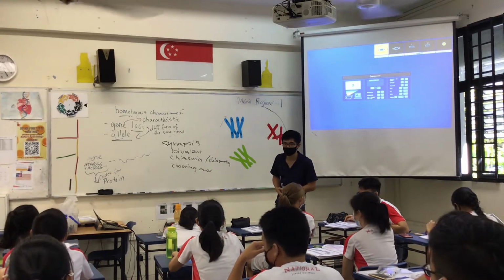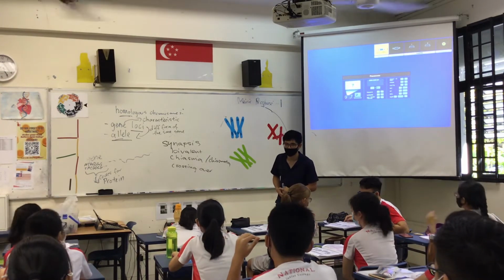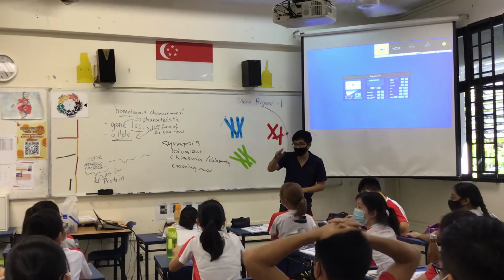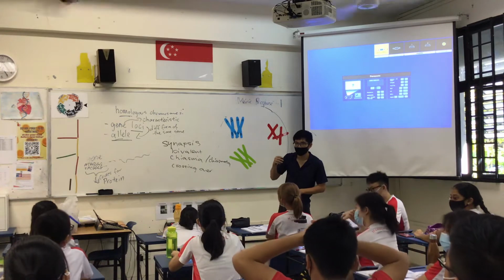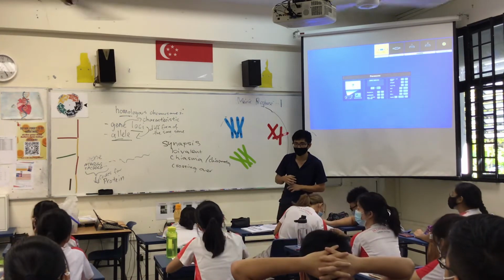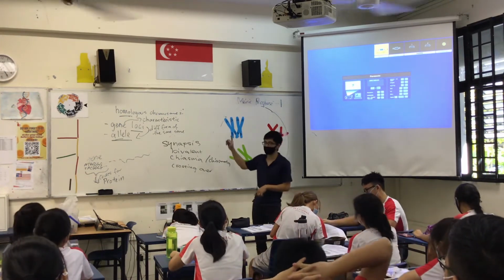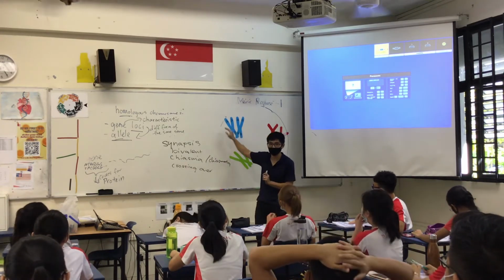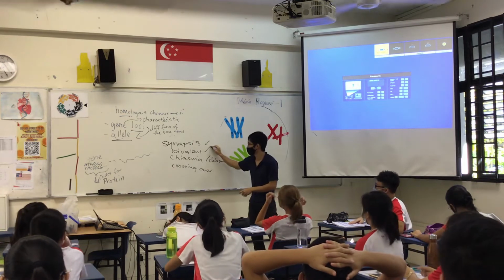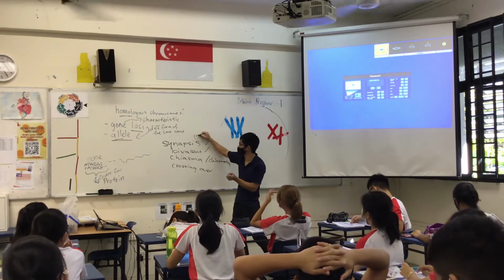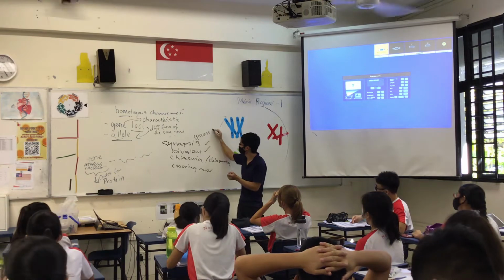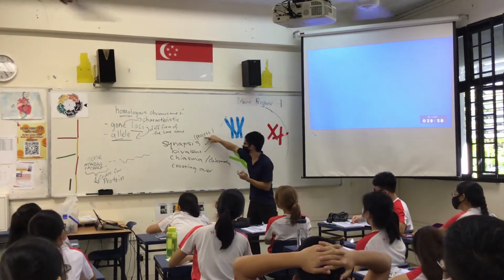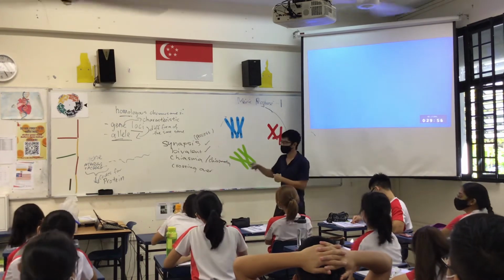Synapsis is the process where homologous chromosomes come together to form the bivalent. Okay, synapsis is a process where homologous chromosomes come together to form a bivalent. Two things to check: synapsis is a process, right? Okay. Any more?